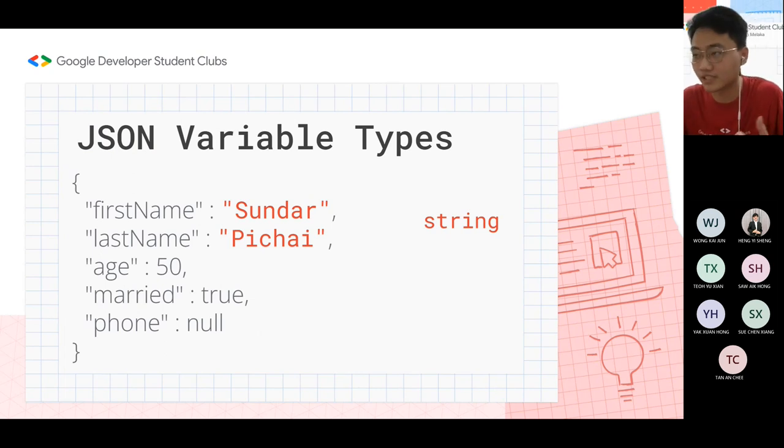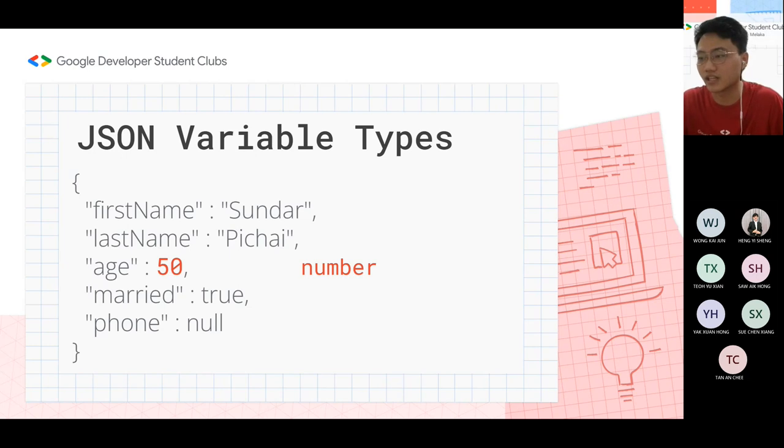So there are some variable types inside our JSON format. From here, you can see that the first one is string. The first name is the key, and Sundar is the value. Inside a JSON format, there is a curly bracket at the start and a curly bracket at the end. The first name is the key, and there is a pair for it. When there's a key, there's a value. So for the key of first name, the value is Sundar, and for the key of last name, the value is Pichai. When you see that the value has double quotation, it means that it's a string, just like in other programming languages.